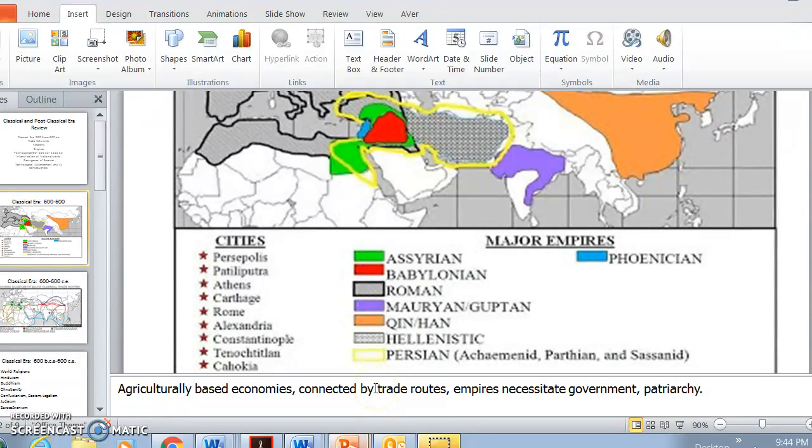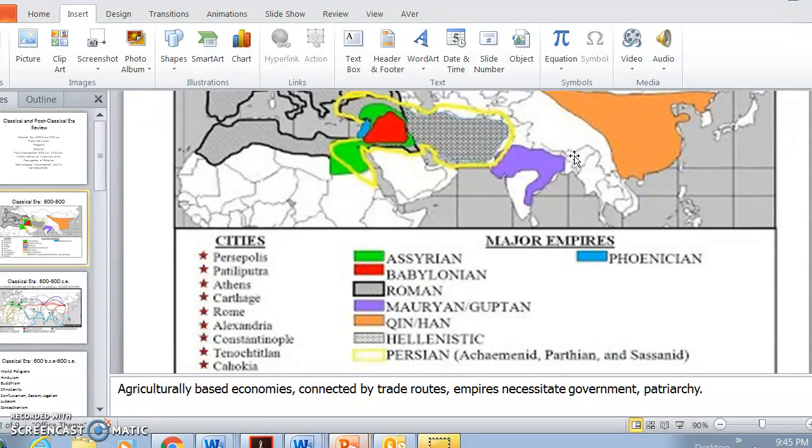Empires also go hand in hand with another major concept here in the classical era: trade routes. All right, empires are connected by trade routes, and they feed off trade routes and support them. Some empires actually exist because of trade routes, and other times trade routes are made possible because of empires and the safety that the governments provide to merchants who want to trade.